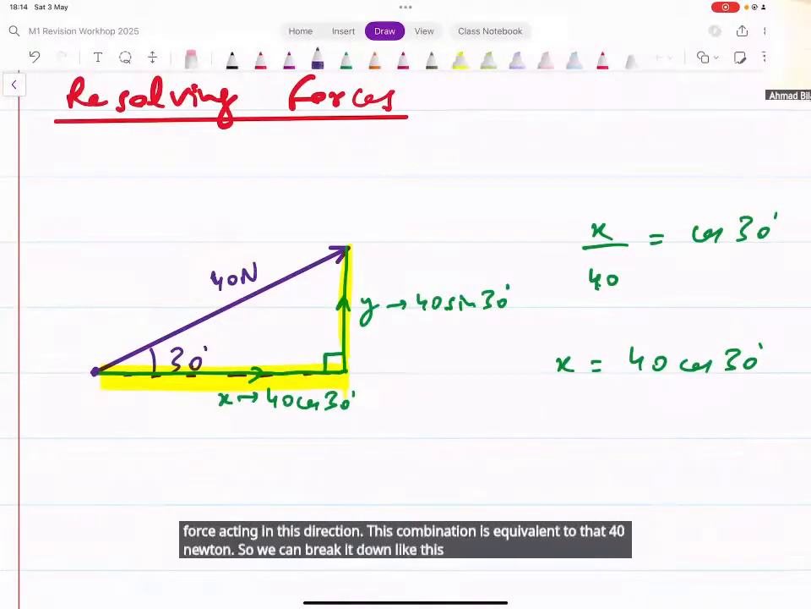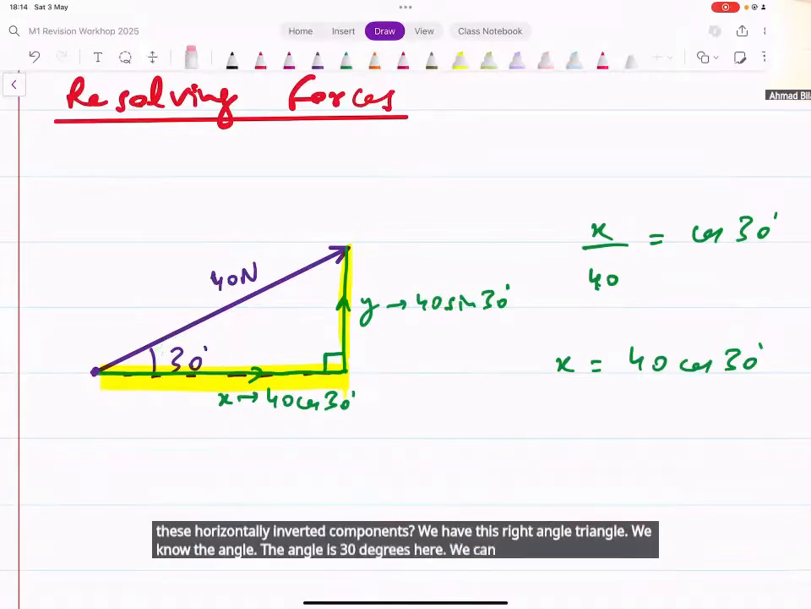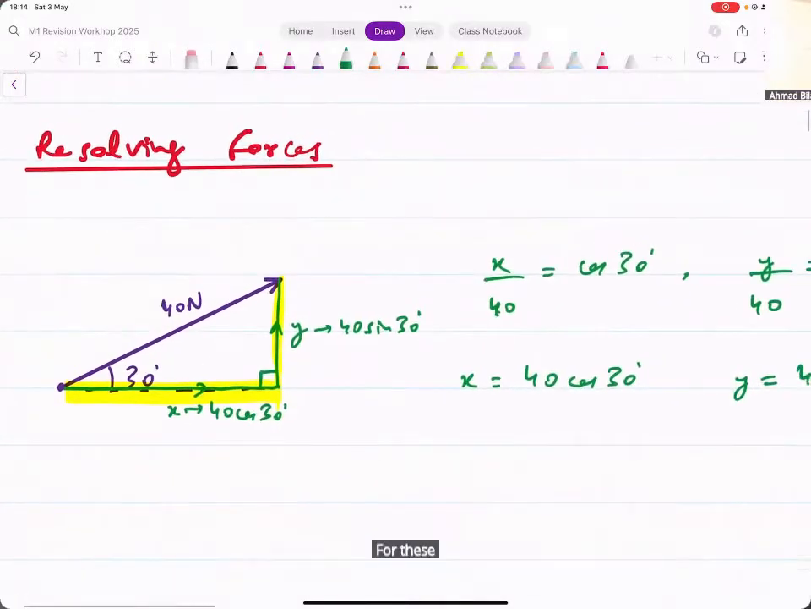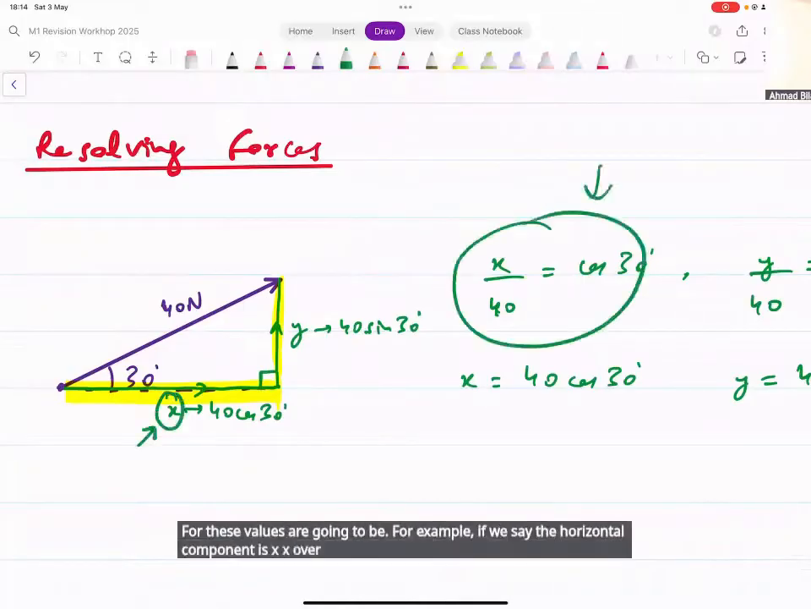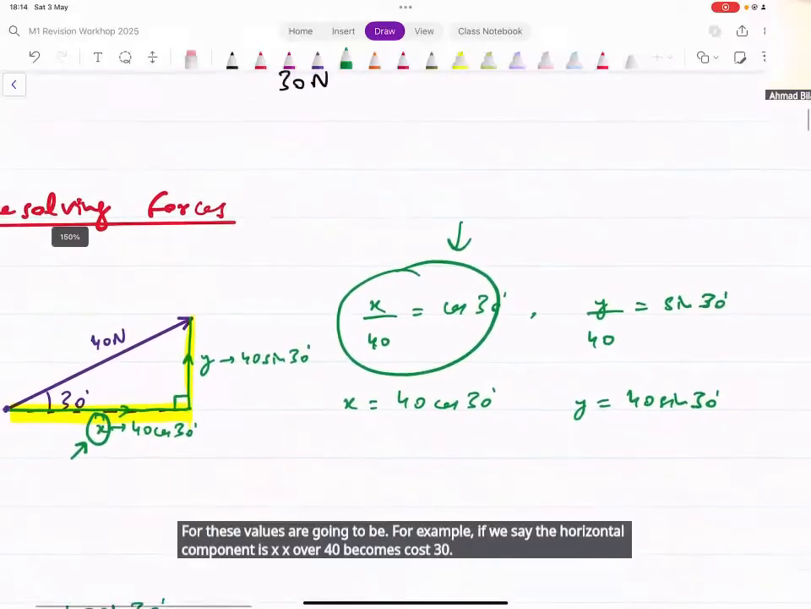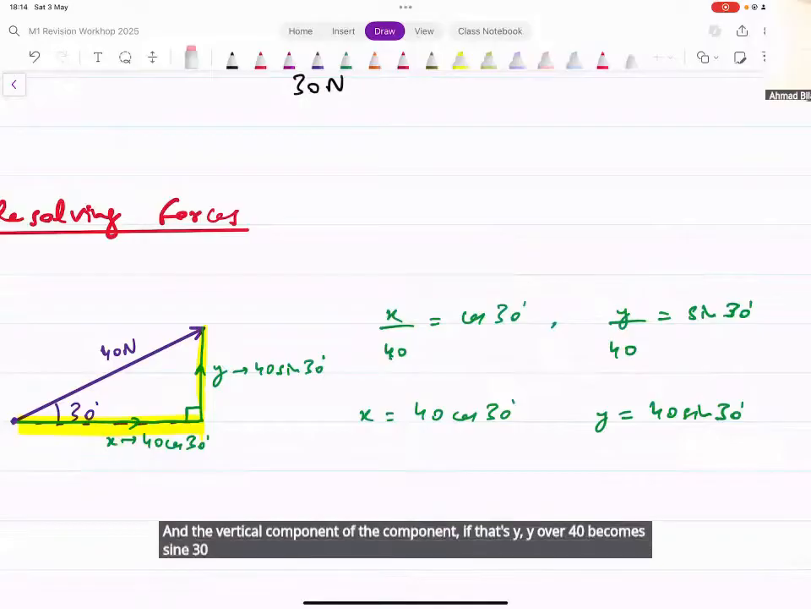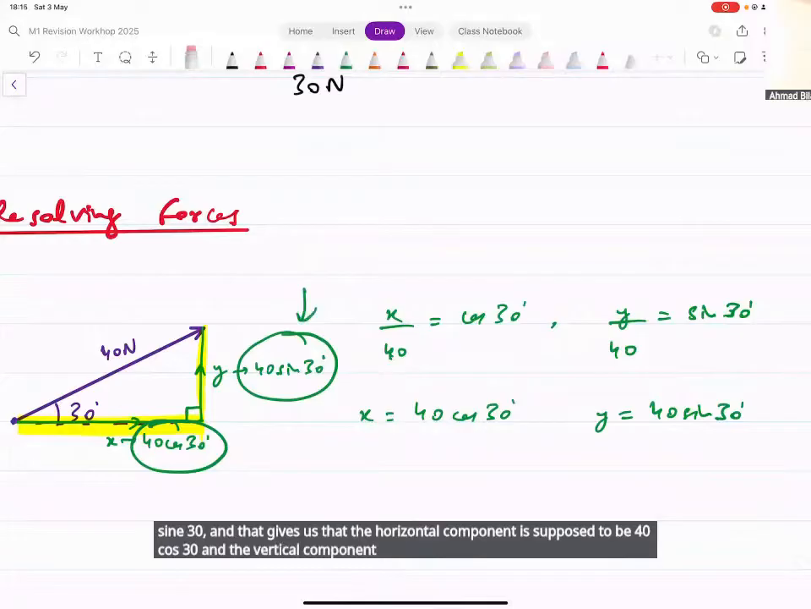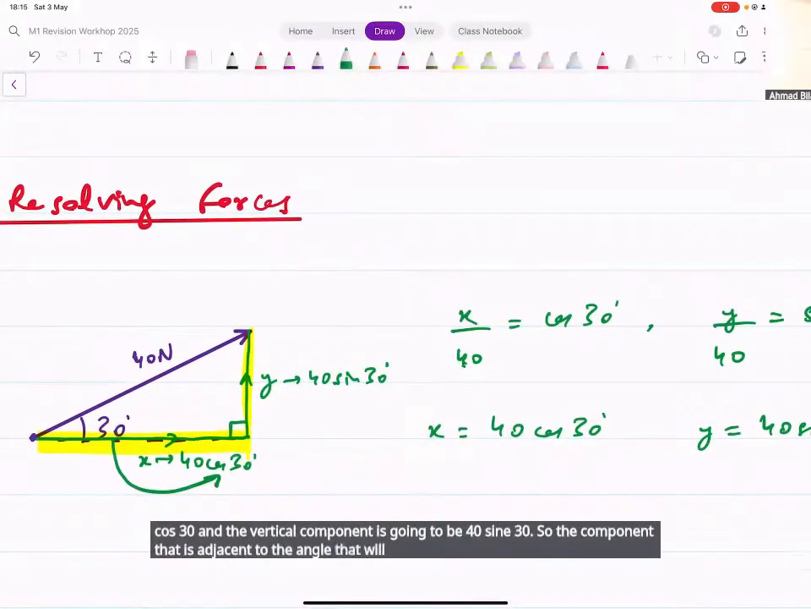Now, how do you find the values of these horizontal and vertical components? We have this right angle triangle. We know the angle is 30 degrees here. We can use sine and cos to figure out what these values are going to be. If we say the horizontal component is x, x over 40 becomes cos 30. And the vertical component, if that's y, y over 40 becomes sine 30. That gives us that the horizontal component is 40 cos 30, and the vertical component is 40 sine 30. So the component that is adjacent to the angle will have cos with it. The component that's on the other side of the angle will have sine with it.